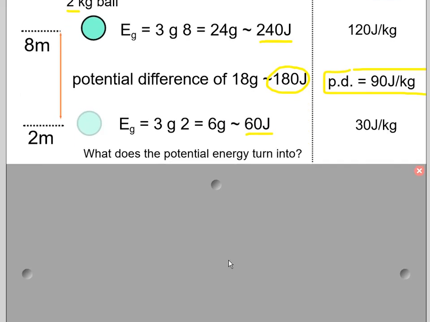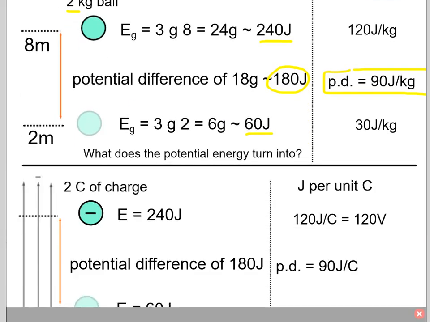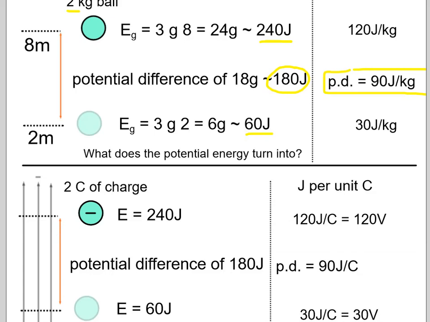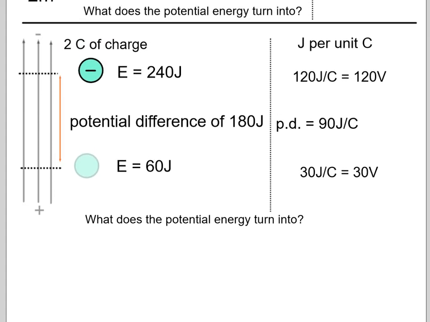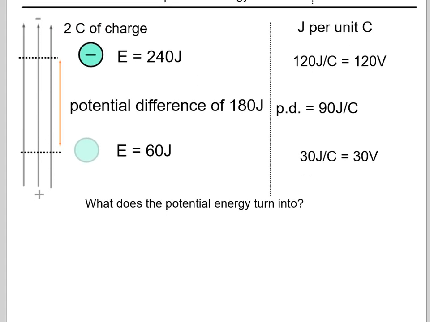Okay, so let's try this now with electricity or a charge. So it looks very similar. The difference now is it's not gravity. The difference now is that it's just this potential difference that's applied from the battery and the field. So if we had a potential energy here of 240 joules and a potential energy down here of 60 joules, that's a potential difference of 180.